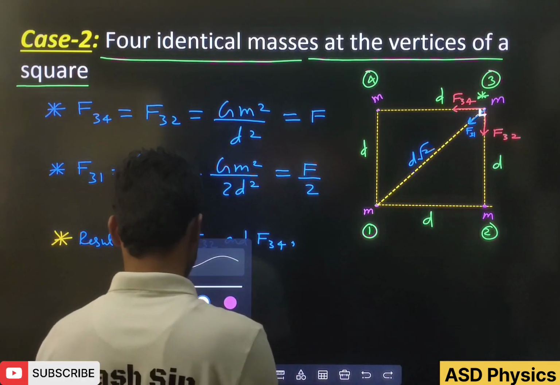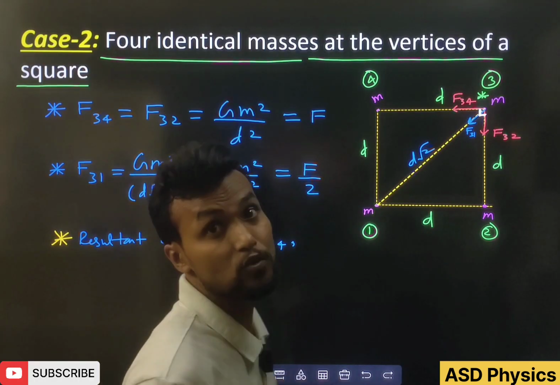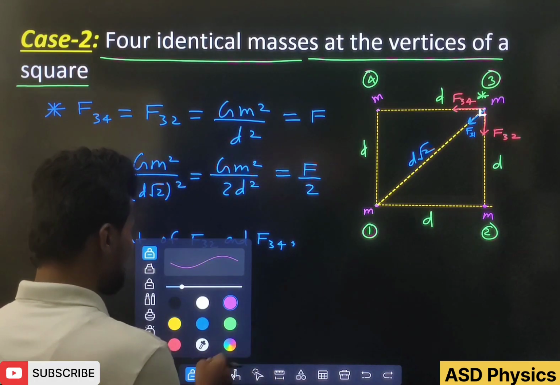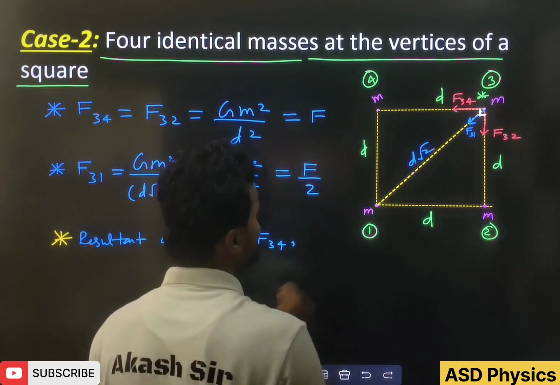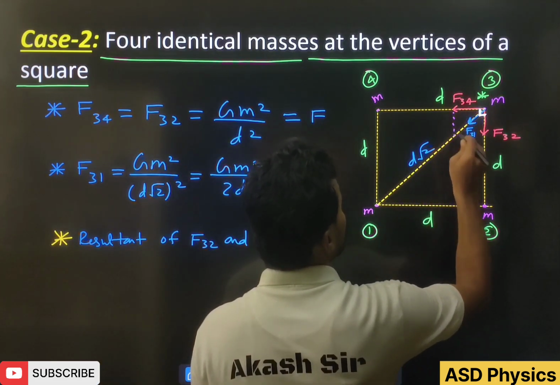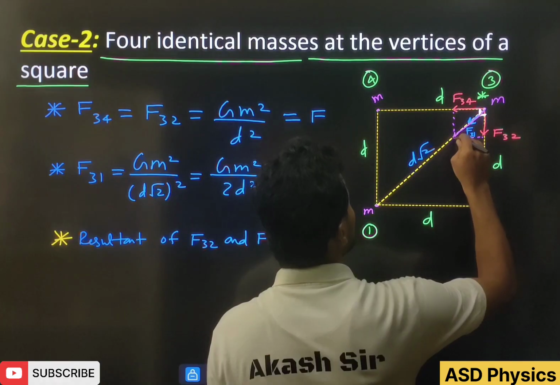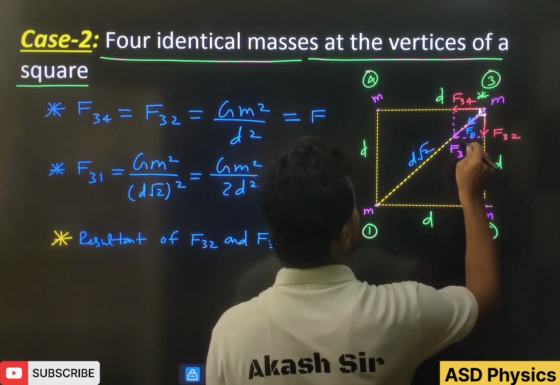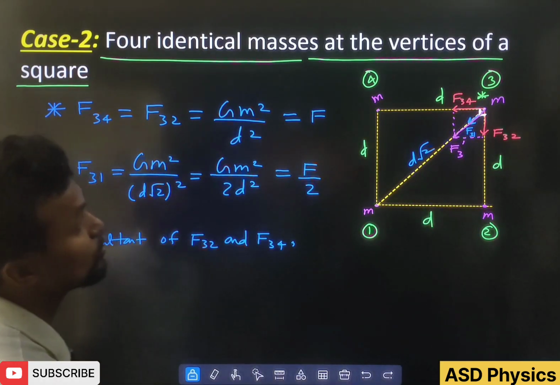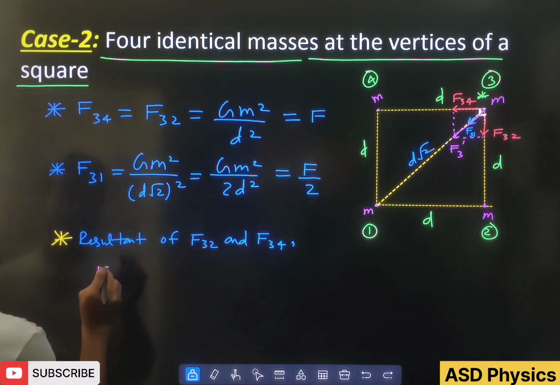So how to get the direction? For that we have to draw the parallelogram. Let's draw the parallelogram here. I am just drawing the dotted line here, like this. So the resultant of this will be in this direction, and I am writing here F3 dash, the resultant of F32 and F34.